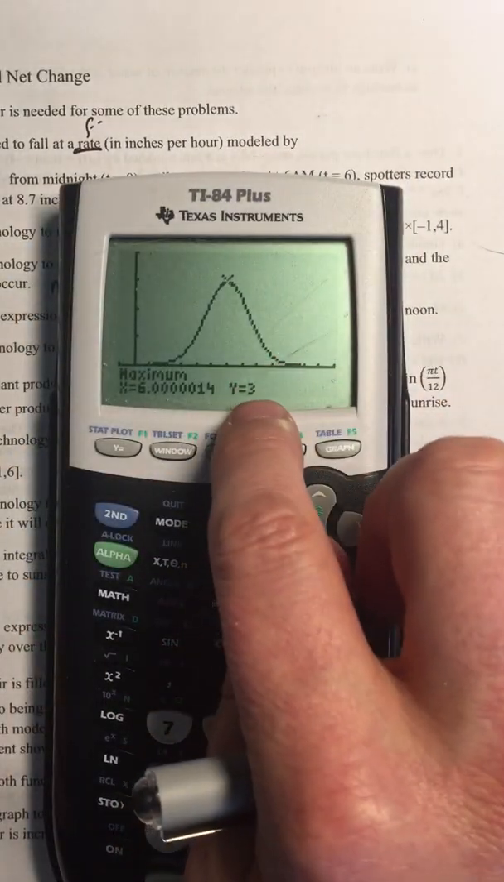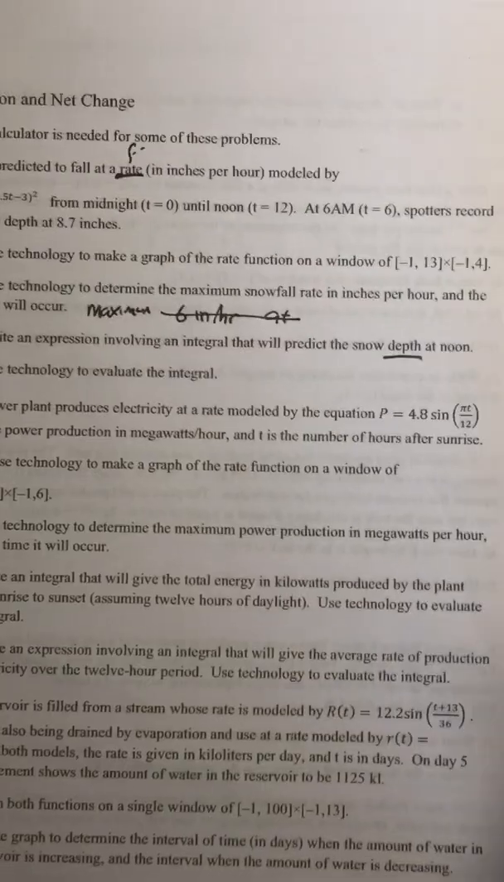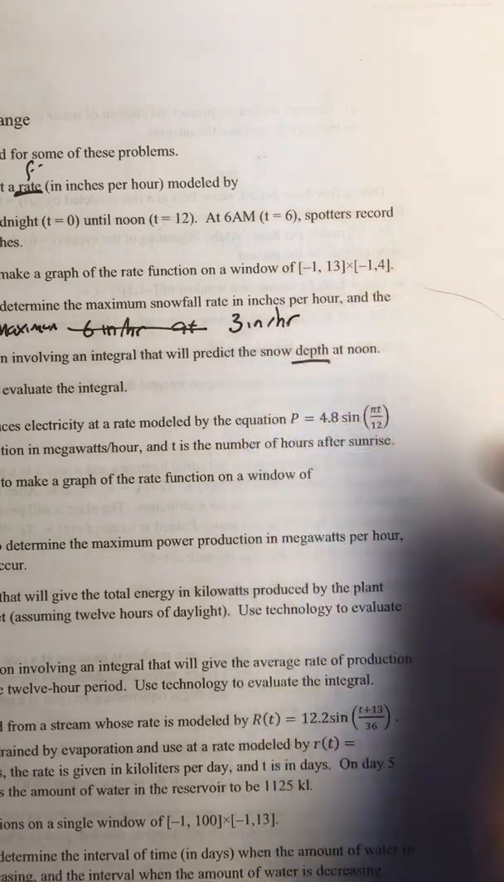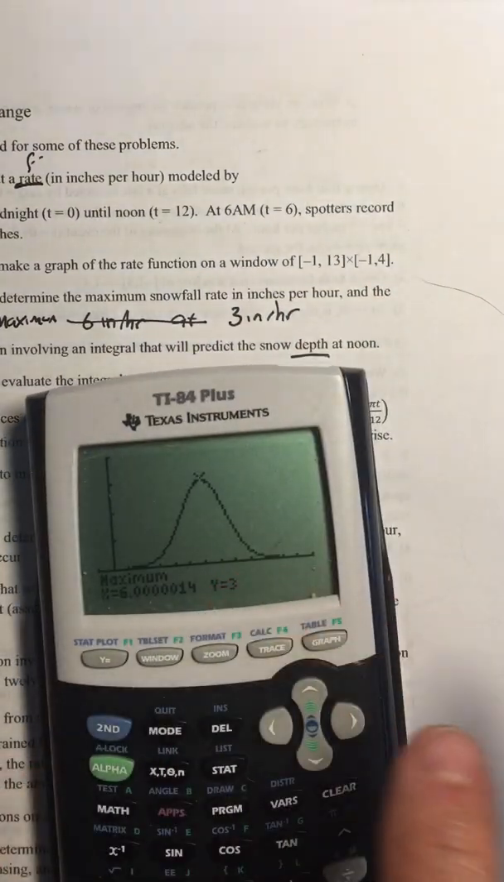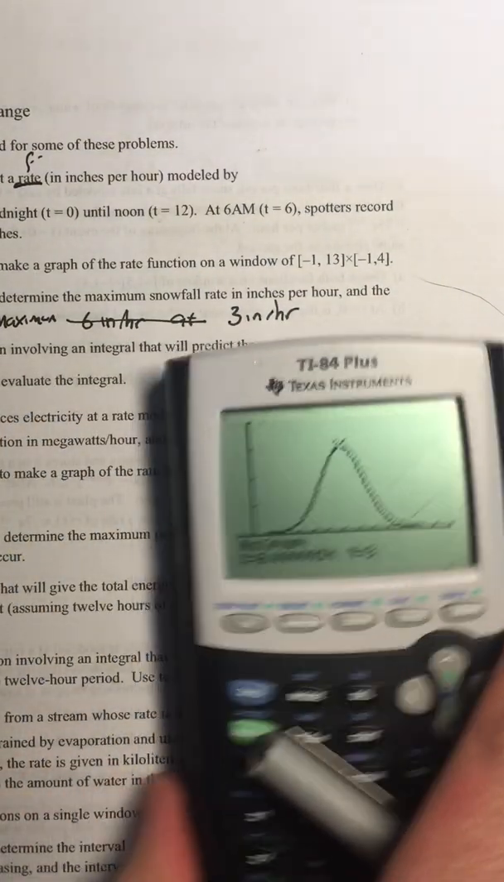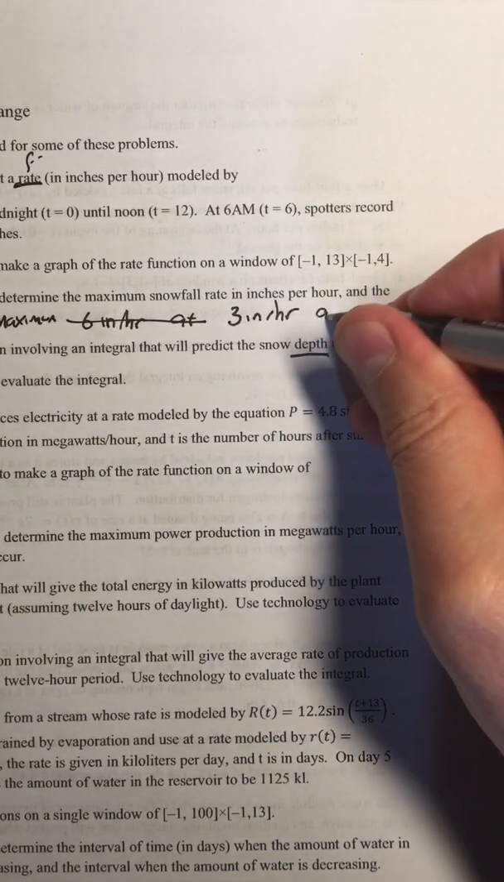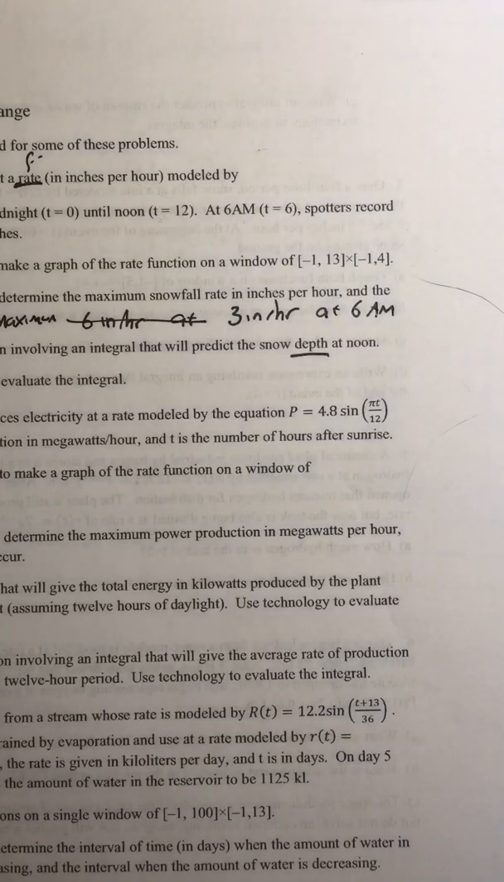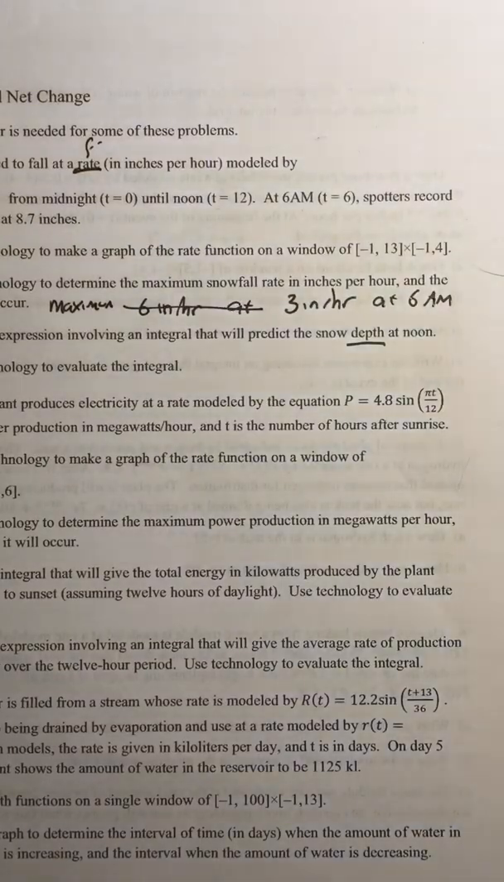The y coordinate is the rate. So the maximum is 3 inches per hour. And the time when that occurs is the x coordinate, which is 6, at 6 a.m., which happens to be the same time that it was spotted. All right. So that's using technology.